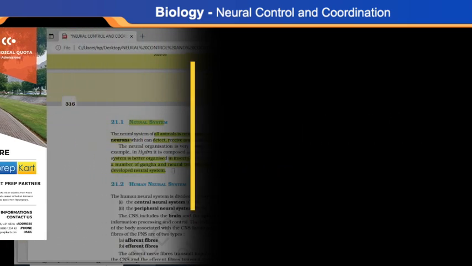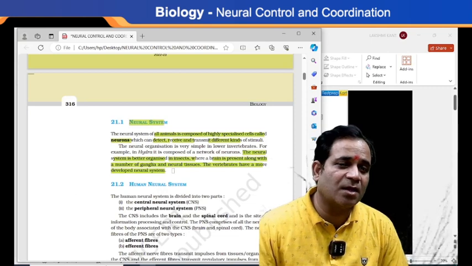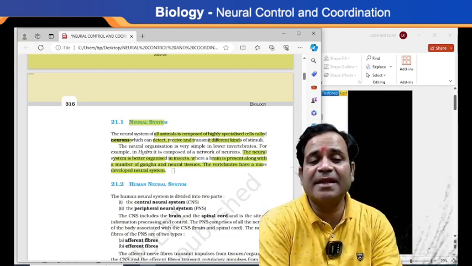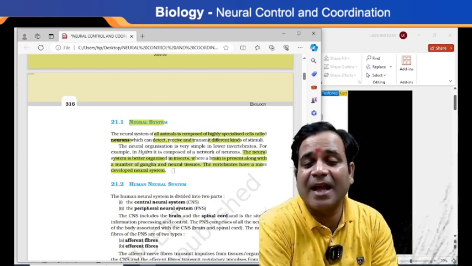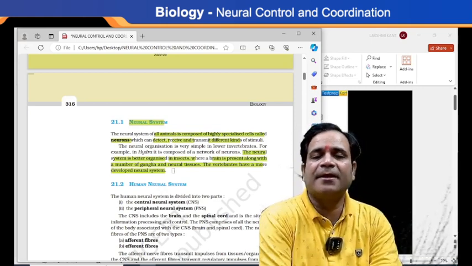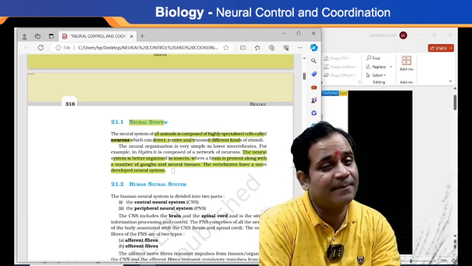Here the brain and spinal cord are the sites of information processing and control. Whatever the information processing and control, that very information processing is the result with the help of the neural system. That very system is known as what? Neural system, or you say the neuron, right?